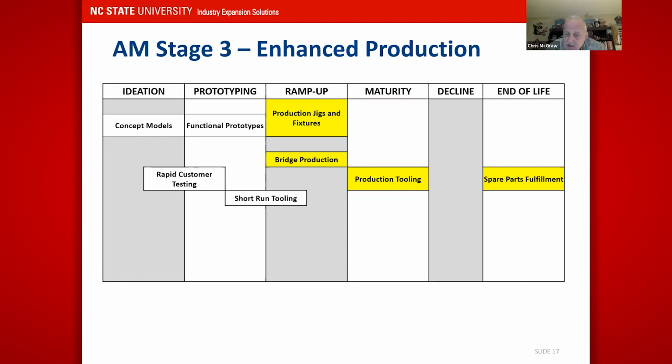Also in the maturity stage, there's production tooling. Again, I'll show you some samples of this, but think about things along the lines of guides and tech, quality checks and things like that, or tooling to hold things. We have a lot of opportunities around that. And then at end of life, we can do spare parts fulfillment. I can print off 1 or 2 spare parts using my additive manufacturing equipment where I don't have to stock up a whole bunch of different spare parts for somebody that might potentially need it. But here I can do it as an on-demand kind of application.